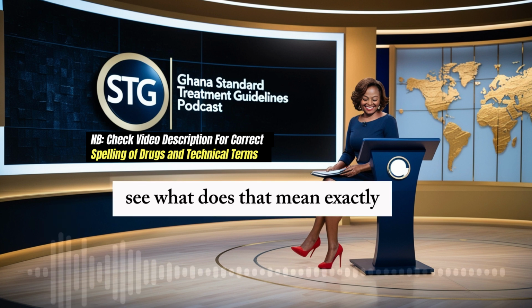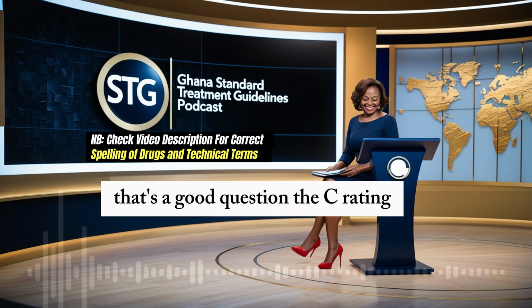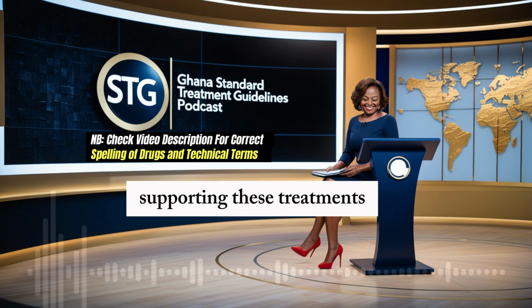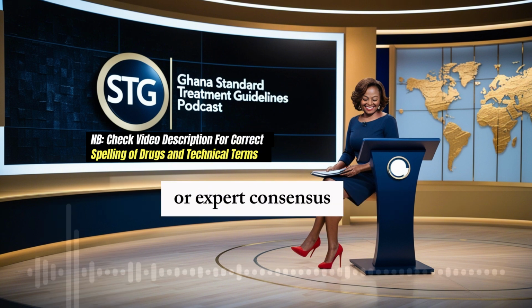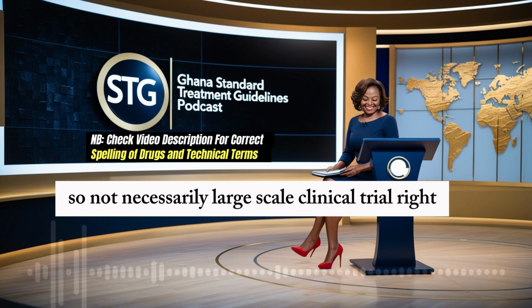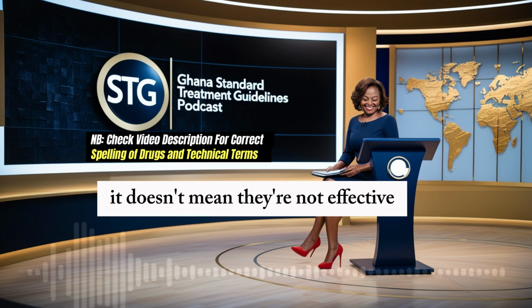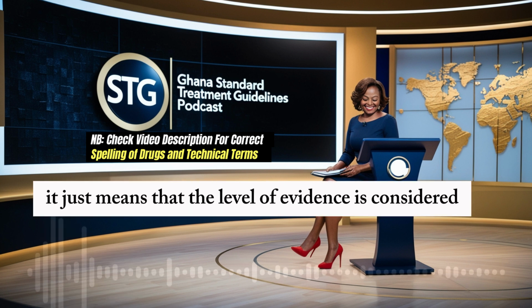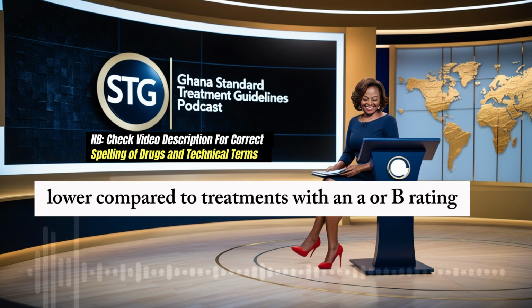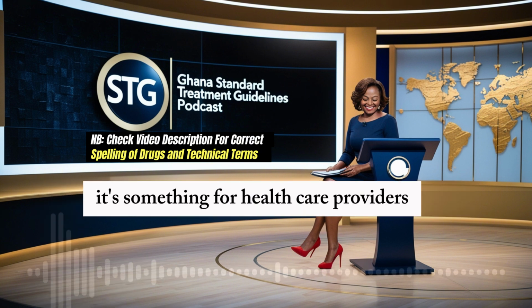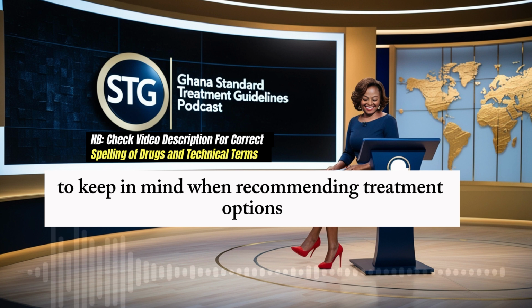C. What does that mean exactly? That's a good question. The C rating basically indicates that the evidence supporting these treatments comes from smaller studies or expert consensus. So not necessarily large-scale clinical trials. Right. It doesn't mean they're not effective, but it just means that the level of evidence is considered lower compared to treatments with an A or B rating. I see. So it's something for healthcare providers to keep in mind when recommending treatment options.